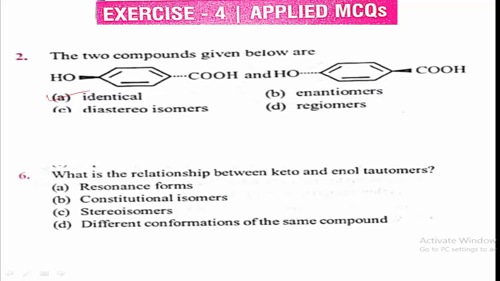Remember, students, constitutional isomers are also called structural isomers, having the same molecular formula but differing in structural formula. Is it right? Therefore, the keto-enol tautomers are constitutional isomers. Stereoisomers are different conformations of the same compound, which is not observed in keto-enol tautomerism. Keto-enol tautomerism is one of the constitutional isomers.